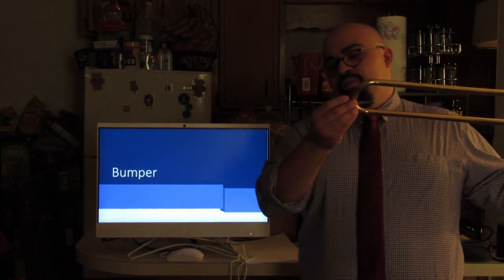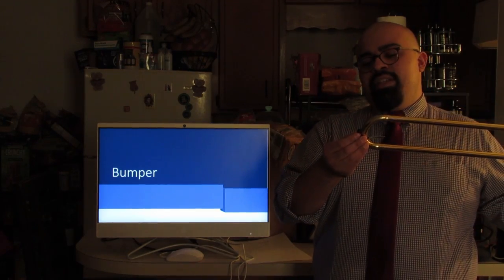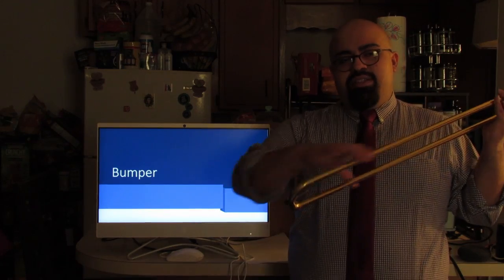At the very bottom of the slide, there's this little rubber thing, and it's called the bumper. Its job is basically to protect the rest of the slide from getting bent if you accidentally hit a stand, a chair, or the floor. All of this is just protection for the rest of the slide.